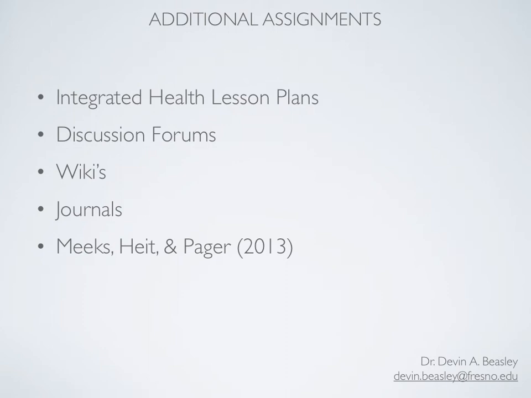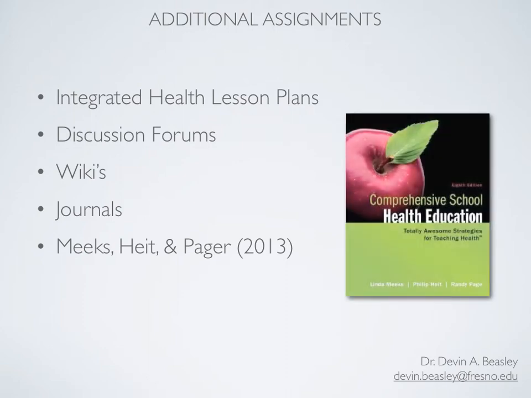Now, the required textbook for the course is the Meeks, Heit, and Page text, Comprehensive School Health Education: Totally Awesome Strategies for Teaching Health. While all course information has been developed using the 8th edition, if you have the 7th edition, you'll be fine with that. Now, this is a fairly large textbook, but if you notice, most of the second half is actually resources and references, so don't allow the size to intimidate you. I know some of you may not have your textbook yet, so chapters 1 and 2 have been scanned and posted for you within Moodle. But be sure you work on obtaining your textbook as soon as possible if you don't already have it.